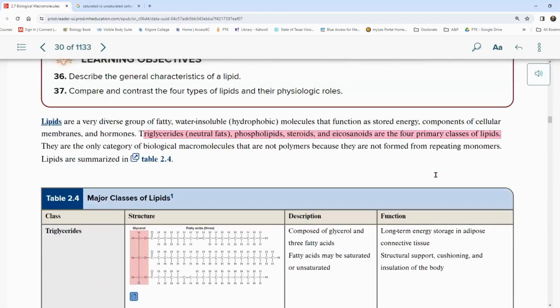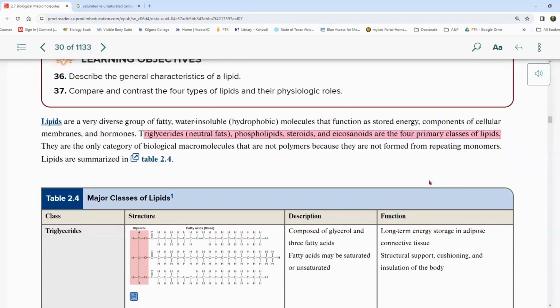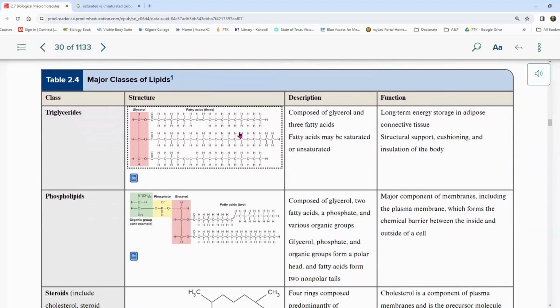So here are some lipids, some other biological molecules. We know lipids as being oils or fats. One common one that's found in us is triglycerides. The four primary classes of lipids are triglycerides, phospholipids, steroids, and eicosanoids. If you take the word triglycerides apart, tri means three, so you have three fatty chains here.